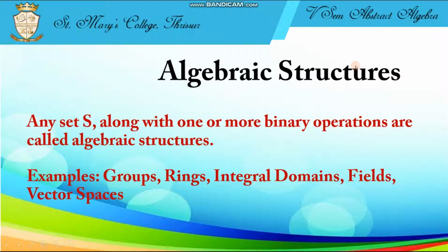So, algebraic structures. Any set S, of course S should be well defined, along with one or more binary operations, is called an algebraic structure. So what are binary operations? They are functions from S cross S to S. We have already learned about binary operations and their properties. Now we learn about algebraic structures, that is, any set S with one or more binary operations. Examples are groups, rings, integral domains, fields, vector spaces, etc. All these things we will study in this semester or in the coming semesters.